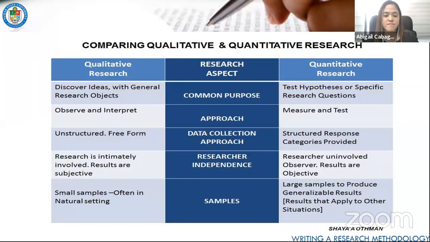Okay, so in terms of researcher independence, the researcher in qualitative research is intimately involved, and then the results are very subjective. Now, in quantitative research, the researcher can be uninvolved, and the results are very objective, because in quantitative research, you can just conduct a survey, and then in qualitative, you really have to penetrate the person. You have to conduct an in-depth interview with your participant. And then in qualitative research, as I mentioned earlier, it happens in a natural setting. Well, in quantitative research, large samples produce generalizable results.